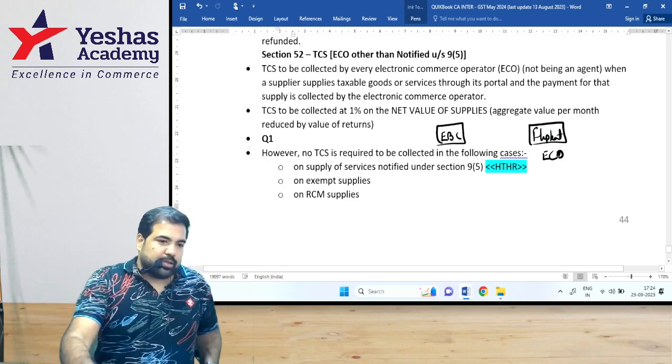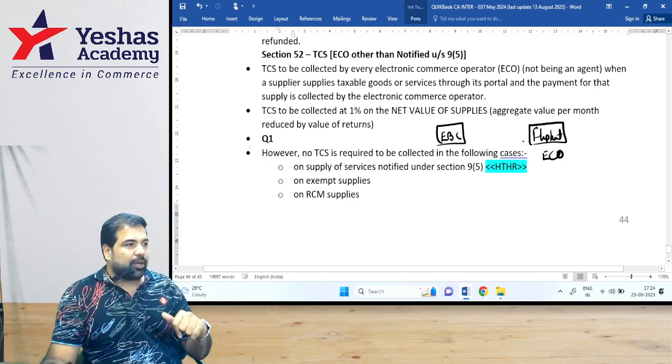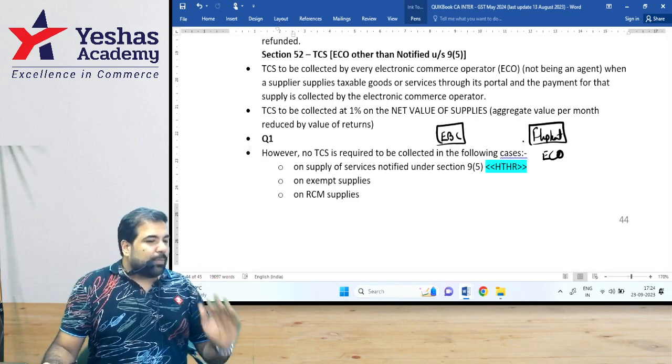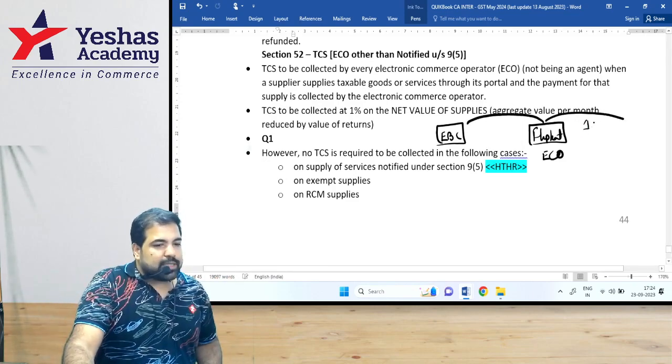Rule 37A, we'll see ahead in another chapter. It is linked to that chapter. Next, guys, Section 17(5). Is it blocked? Some credit, even if it's for business purpose, is blocked.